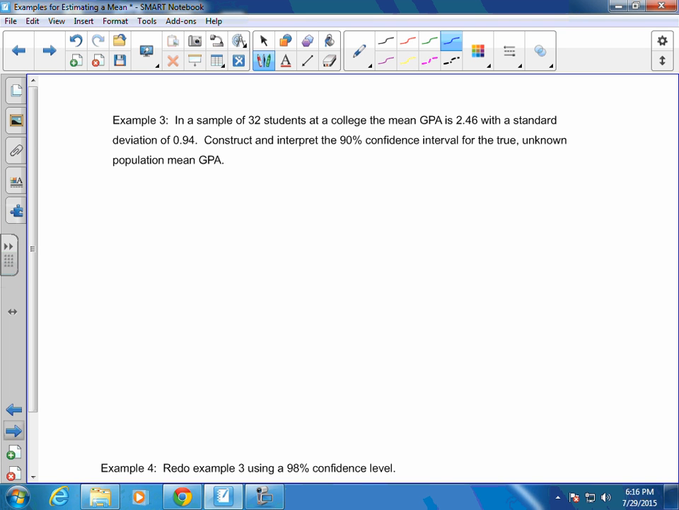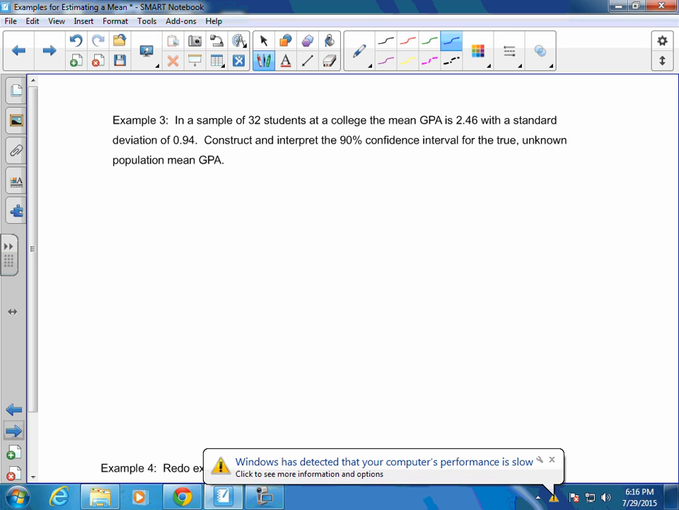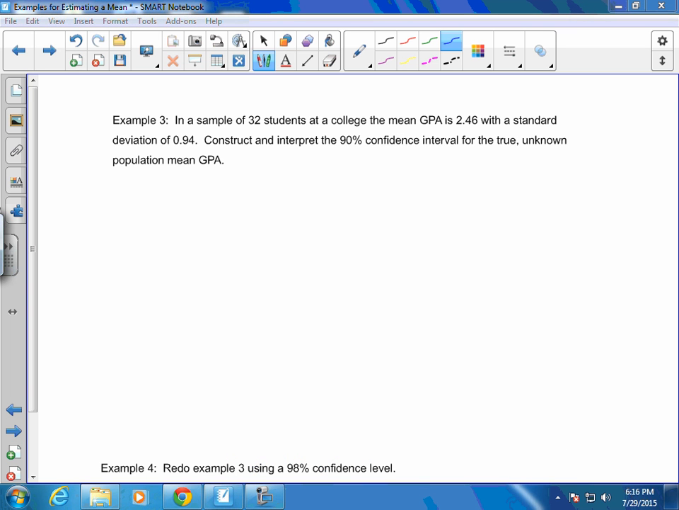Okay, so in the note template for this, we've skipped over our confidence interval formula and the margin of error formula for a mean. Let's jump right into an example where we apply that. So in a sample of 32 students at a college, the mean GPA is 2.46, standard deviation is 0.94. Construct and interpret the 90% confidence interval for the true unknown population mean GPA.